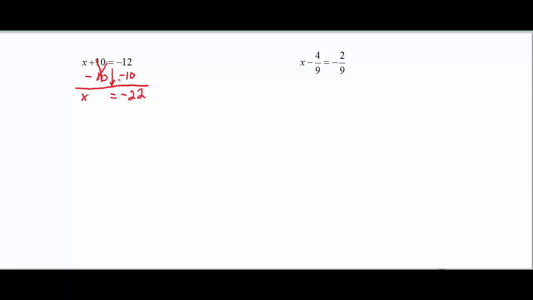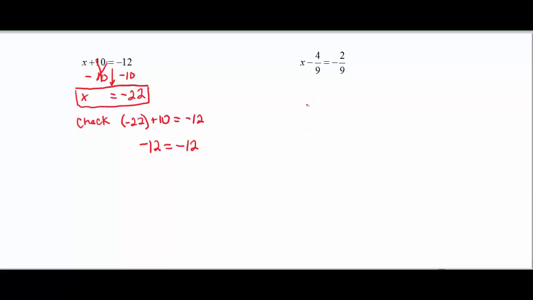And if you weren't sure about adding or subtracting, find out what you have and then check to see if you did it right. So we have x, which you're saying is negative 22, plus 10, and that should be equal to negative 12 if we did it correctly. Negative 22 plus 10, the difference is 12, and negative 22 is larger, so it's a negative 12 equal to a negative 12. So we know that x is equal to negative 22.